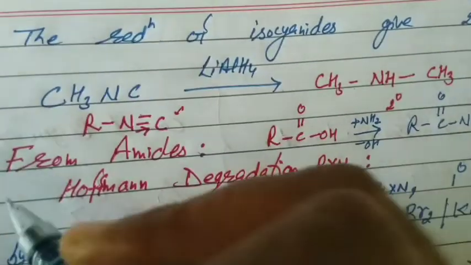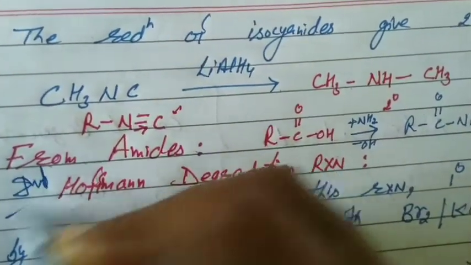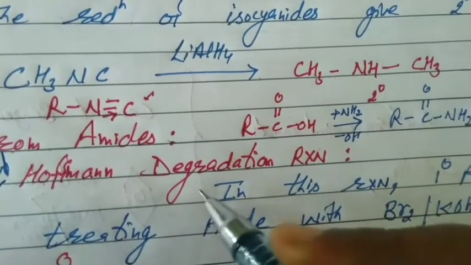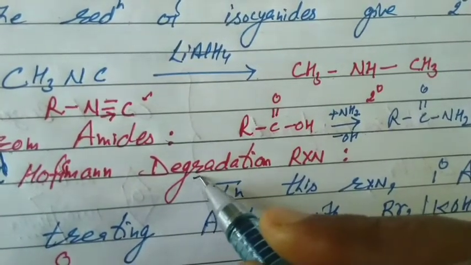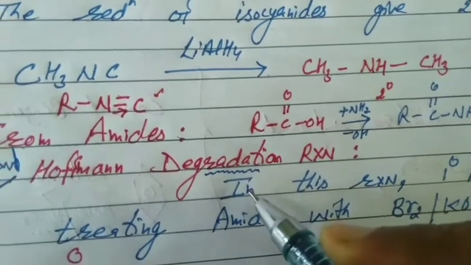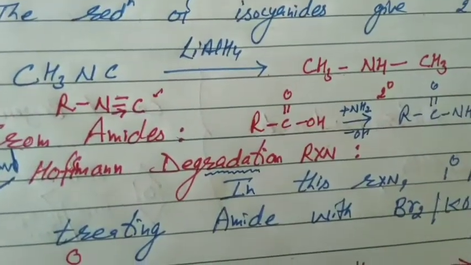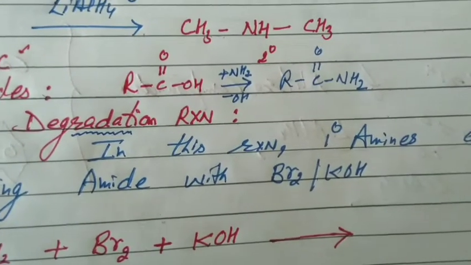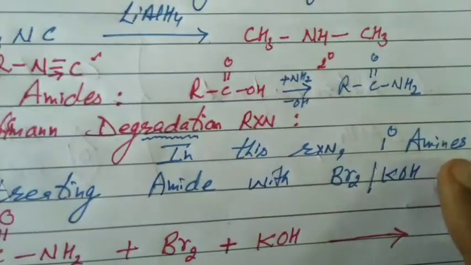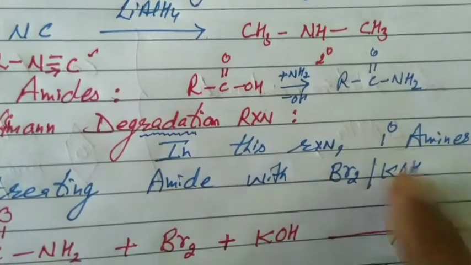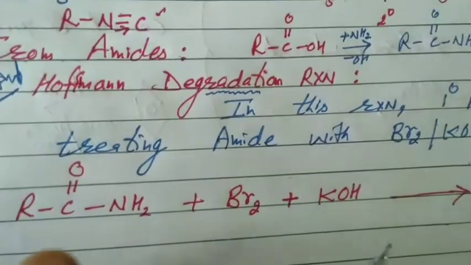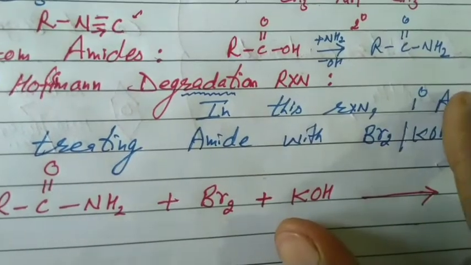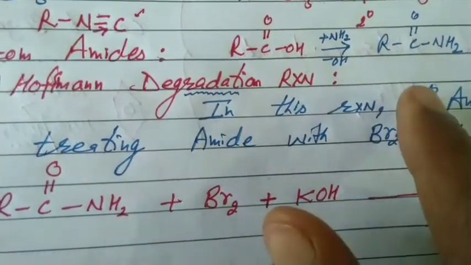Now it is an important naming reaction in your syllabus. It is called the Hofmann degradation reaction. Why do we use the term degradation? After the completion of the reaction, I will make it clear. In this reaction, 1 degree amines are prepared. Primary amines are prepared by treating an amide with bromine and base. When we treat an amide with bromine and base, we get 1 degree amines. The reaction is called the Hofmann degradation reaction.